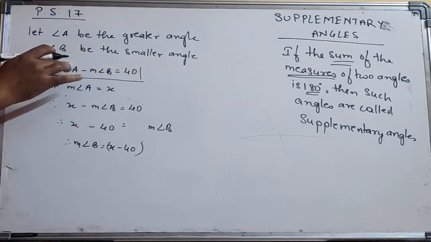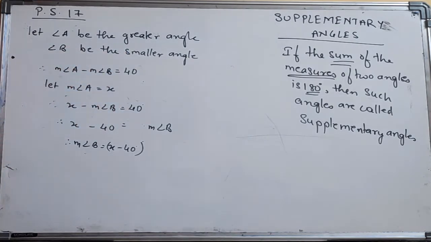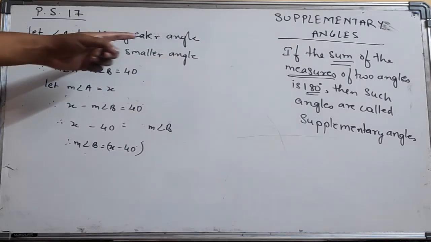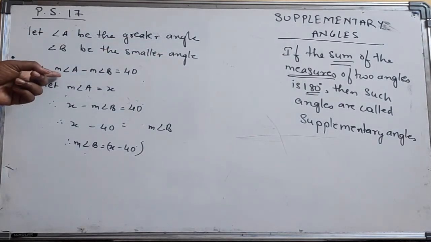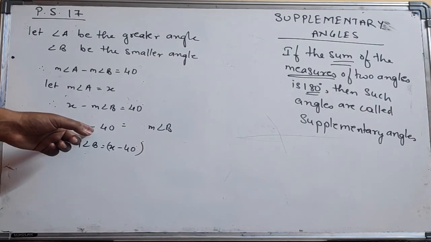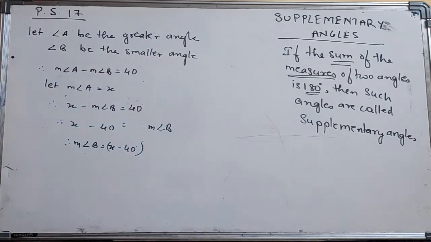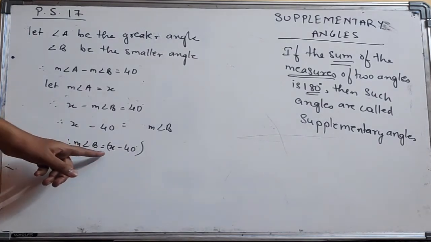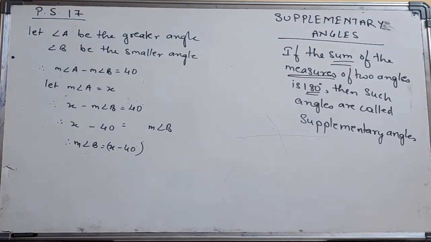I hope you have understood what has been done over here. I'm going through it one more time. They have said the difference between the measures of two angles of a complementary pair is 40 degrees. Find the measures of the angles. So we said let A be the greater angle and B be the smaller angle. Since the difference is 40, measure of angle A minus measure of angle B is equal to 40. We said let the measure of angle A be X. Therefore, this equation turns to X minus measure of angle B equals 40. So X minus 40 is equal to measure of angle B. This positive 40, when it comes on this side, becomes negative 40. And this negative measure of angle B, when it goes on this side, becomes positive. So measure of angle B is X minus 40.